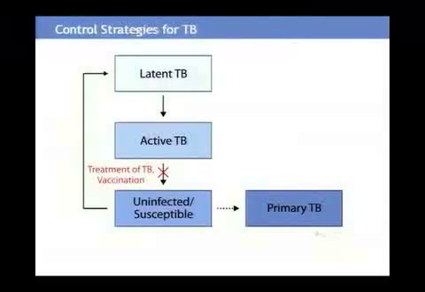Treatment of TB acts at this step, and what you do here is you greatly reduce the risk of transmission by finding these people with active TB, hopefully earlier, and treating them appropriately and reducing their risk of transmitting TB. Next is vaccination. If you can vaccinate the uninfected population, then you protect them from becoming infected and developing active TB.